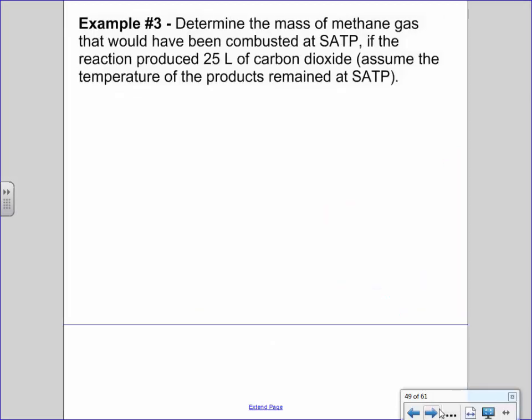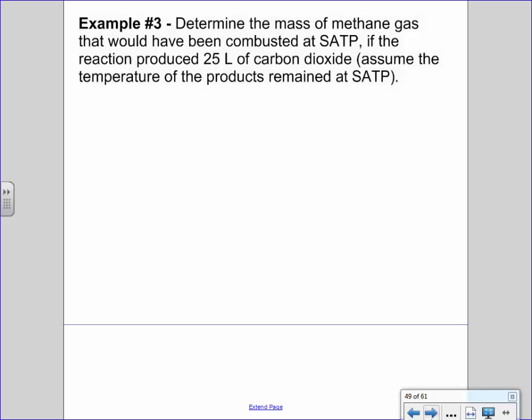So I think I got one last one right here. This really combines everything together that we've learned here. I'm going to ask you to predict the mass of methane gas that you could have combusted at SATP if I tell you that you want to produce 25 liters of carbon dioxide.